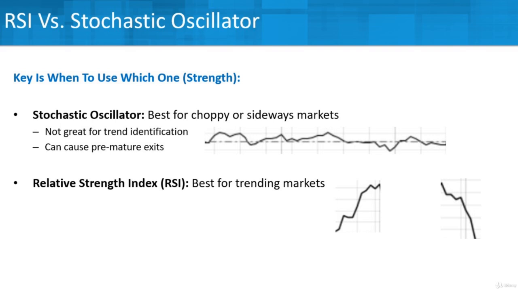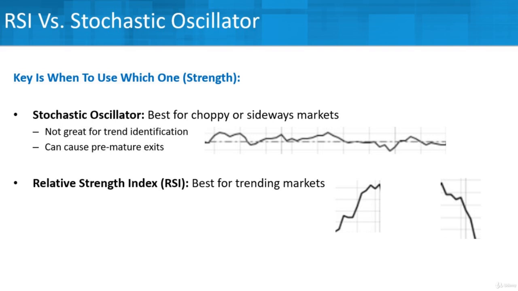But if we were to nitpick and say, what's the best for each of these, versus they're both good in any of these types of markets, as an oscillator, as a momentum indicator, a stochastic oscillator tends to be best for choppy or sideways markets, where there's no great trend identification. It's helping you decide whether it's overbought or oversold, and there's not a clear trend. And so if it's used in a strong trend, sometimes that can cause a premature exit.